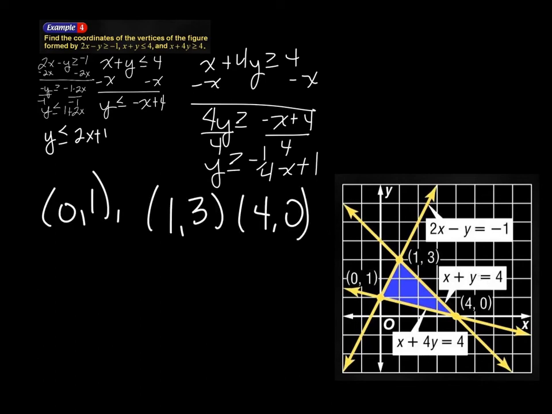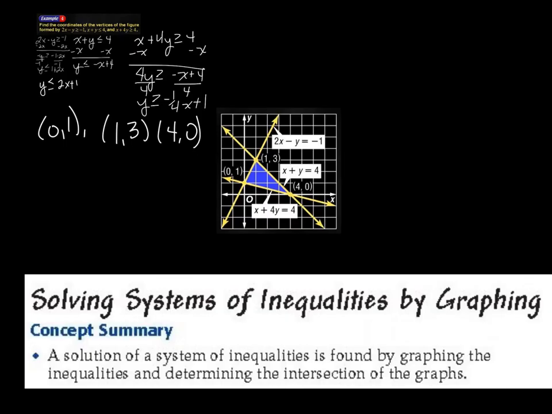And this is going to lead directly into lesson 3-4, where we will want to use those vertices to find maximums and minimums in an organized way called linear programming. A solution of a system of inequalities is found by graphing the inequalities and determining the intersection of the graphs.